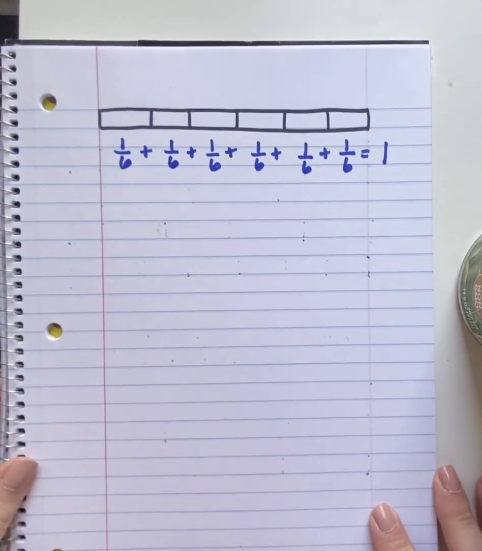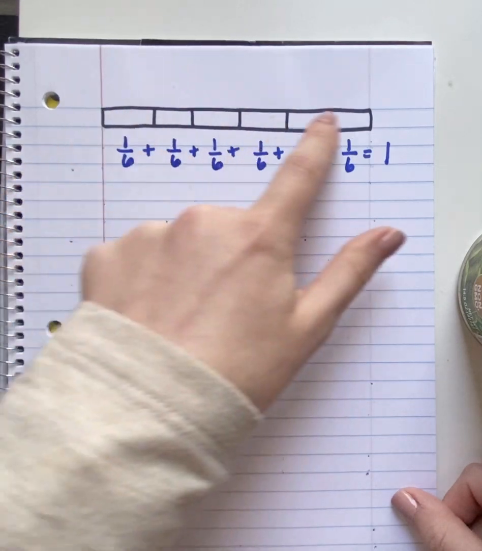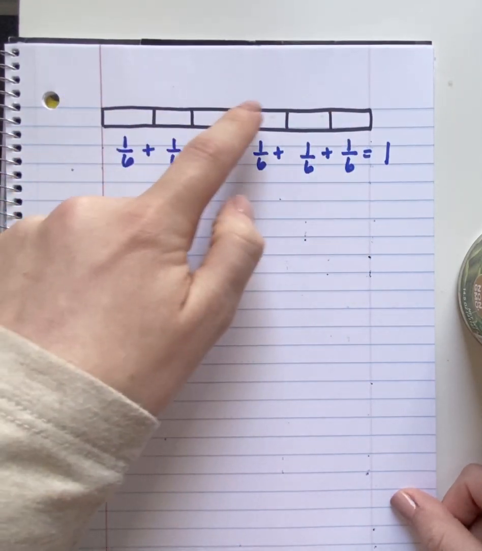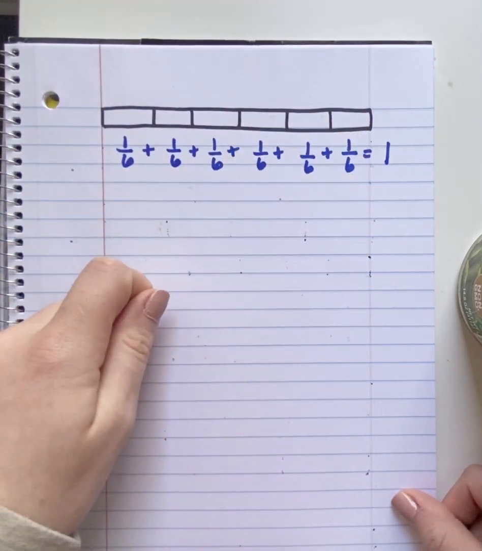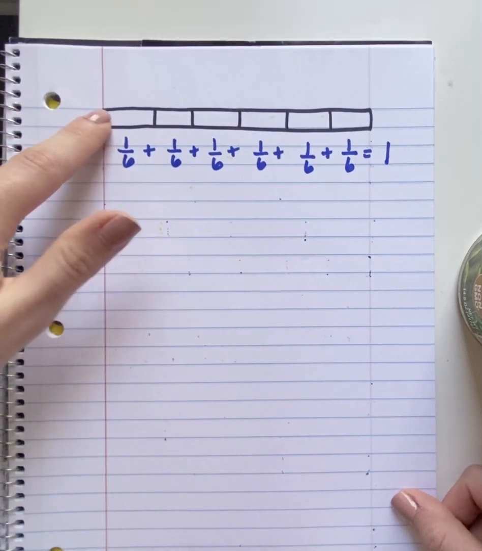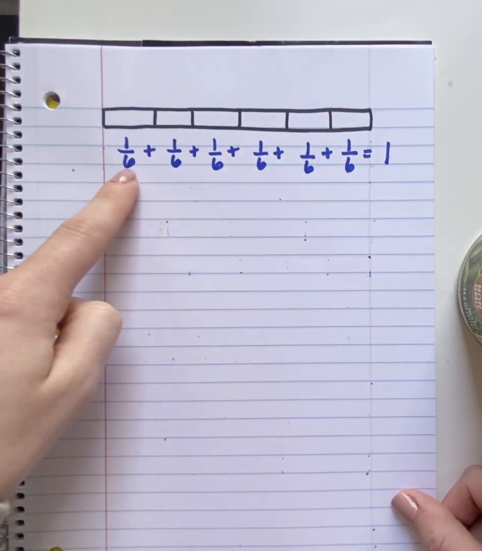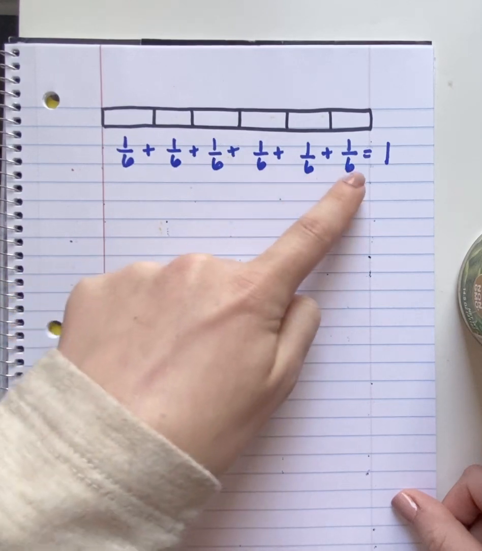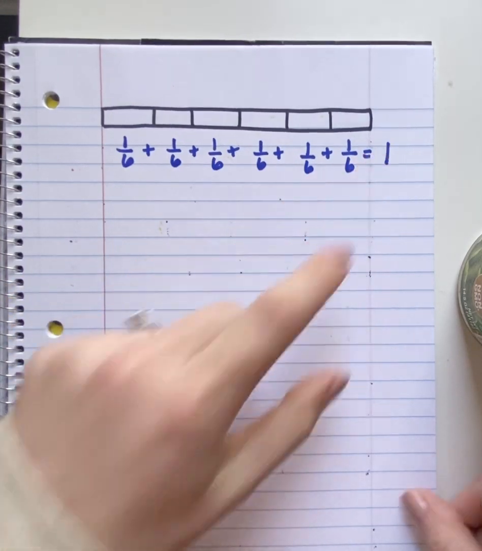And lastly, we have sixths. So this whole fraction bar was broken into 1, 2, 3, 4, 5, 6 pieces. Each piece is 1/6 of the fraction bar. So we would add 1/6 6 times, and that would give us 1 whole.